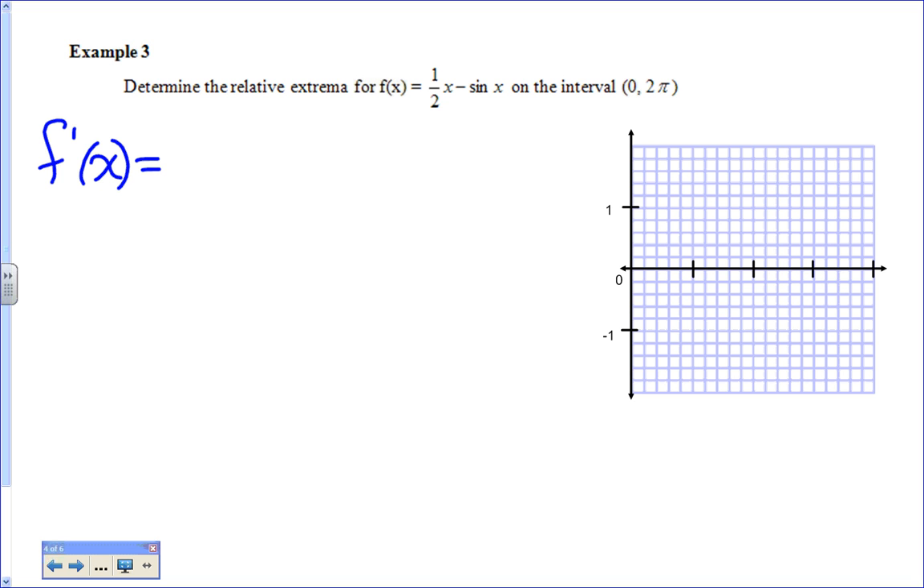Okay. And so what is the derivative of 1/2 x? 1/2, that's pretty easy. And then minus whatever the derivative of sine is. And the derivative of sine is cosine of x. And then you have to take the derivative of the angle, but the derivative of this angle is just 1, right? So we don't have to worry about that so much. And so how about that? When will that be undefined?